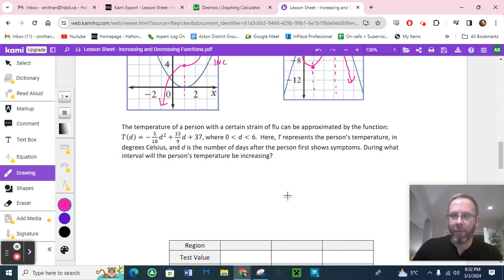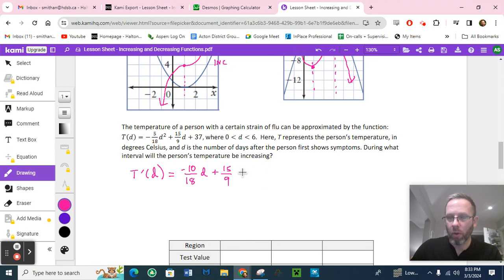Let's start. If we're looking for when this is increasing or decreasing, we now have a tool to do that. That's the derivative. So let's find the derivative. So we'll bring down the 2. That's negative 10 over 18 times just d. And then the derivative of 15 over 9d is just 15 over 9. The derivative of 37 is 0. And that's our derivative. So it makes sense. The derivative is a linear function since the original was quadratic.